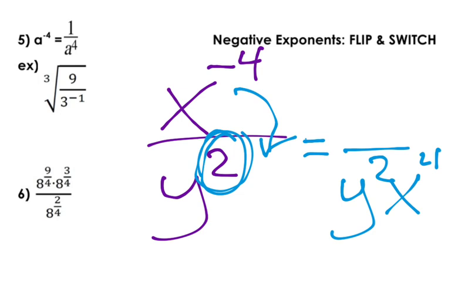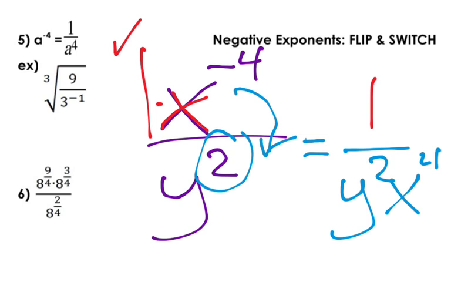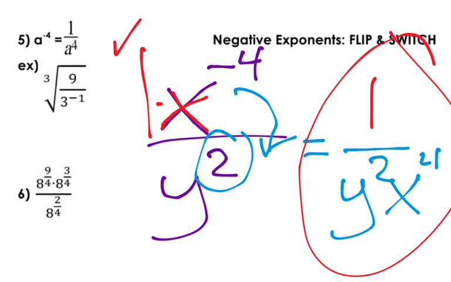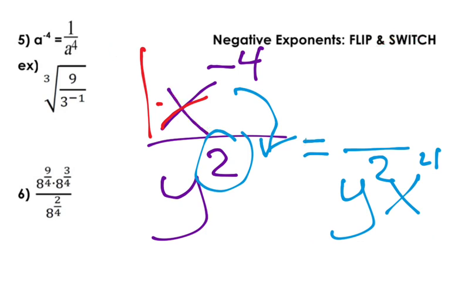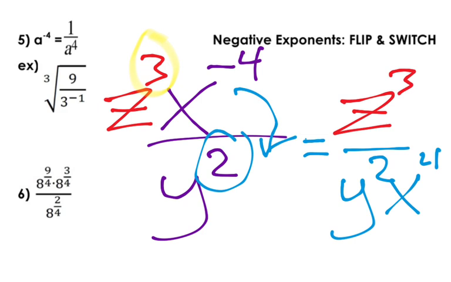It had a positive 2. There was a number 1 in front of that x that did not have to be written there, but once you move the x out of the numerator, the number 1 is the only thing that is left over. So you would have a 1 in the numerator, and then the y squared x to the 4th would be in the denominator. Likewise, let's just say there were a z to the 3rd power in the numerator, well, since the z had a positive exponent, it would stay in the numerator and it would not flip anywhere.